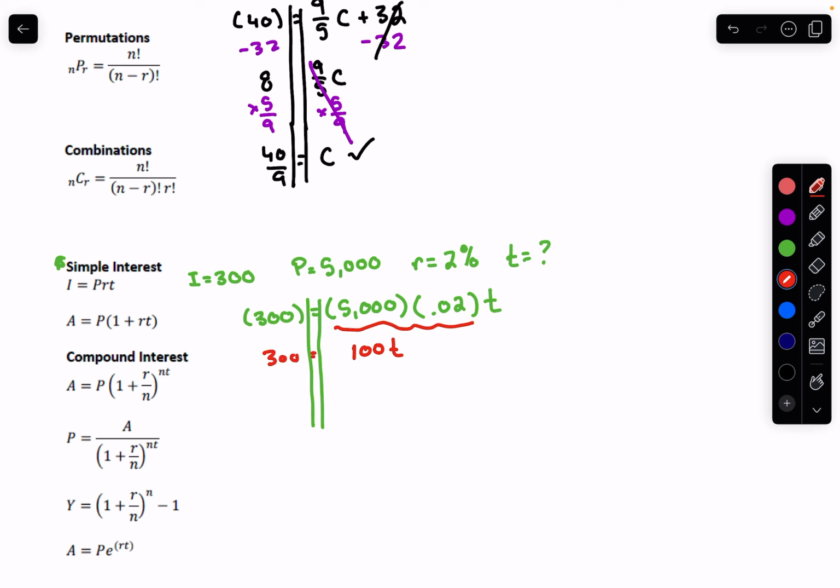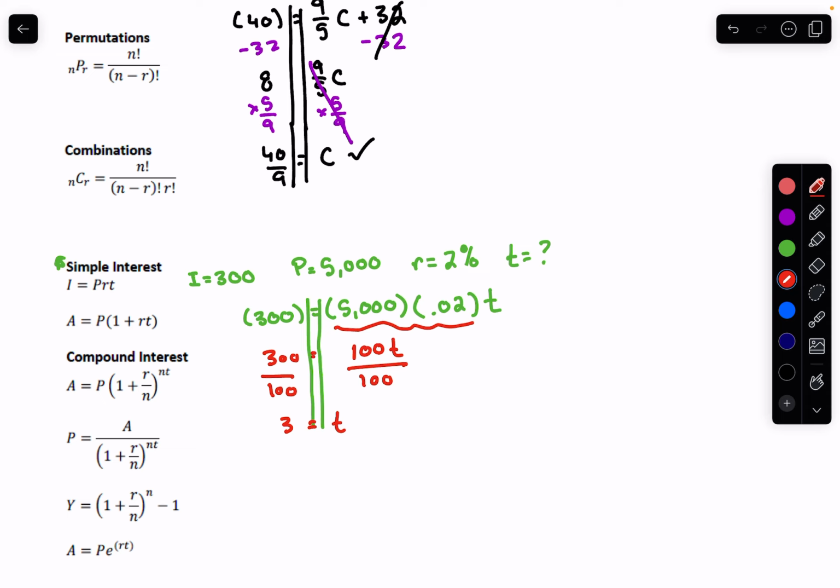Now I'm going to divide by 100. And I end up with 3 equals T. So what that means is in 3 years, if I have an interest rate of 2% on $5,000, in 3 years, I'm going to earn $300 in interest. Not too bad. All right.